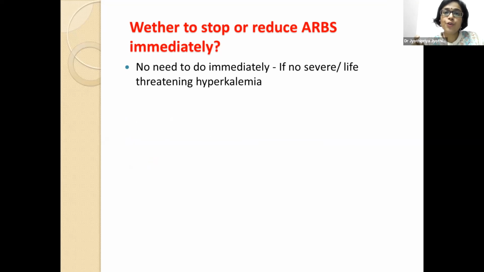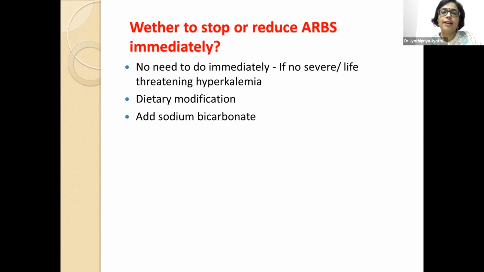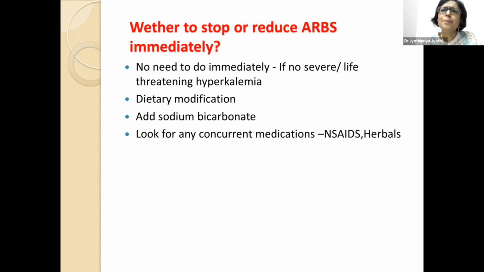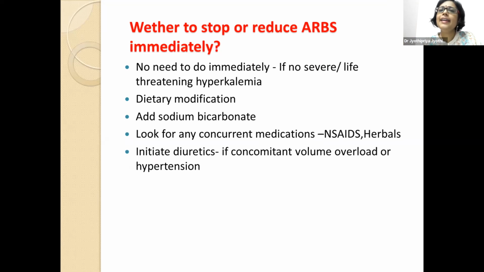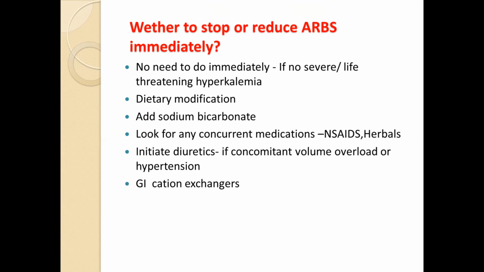We can opt for other measures to control the potassium. So dietary modification. I'd emphasize a potassium restricted diet. We can add sodium bicarbonate if the patient has metabolic acidosis, and that will again reduce potassium to some extent. Look for any other medications like NSAIDs or herbals, which can increase the potassium. And if the patient has concomitant volume overload, we can initiate diuretics and go for GI cation exchangers if possible. So after resorting to all these measures, if potassium is still high, then only consider decreasing the dose of ARBs.